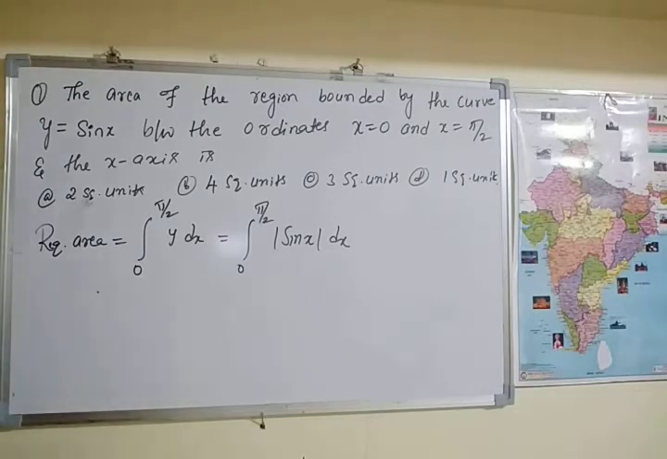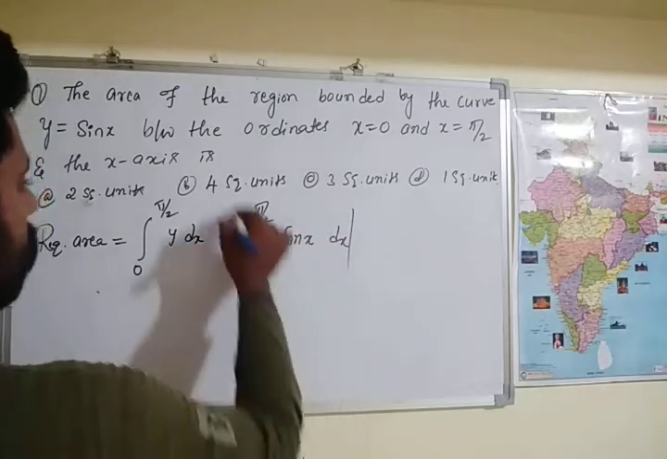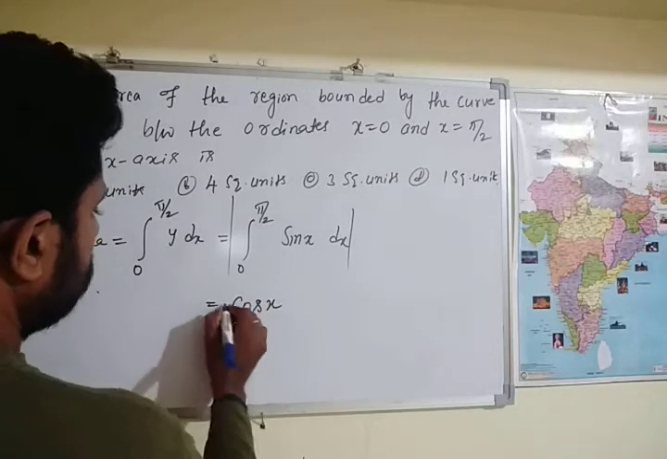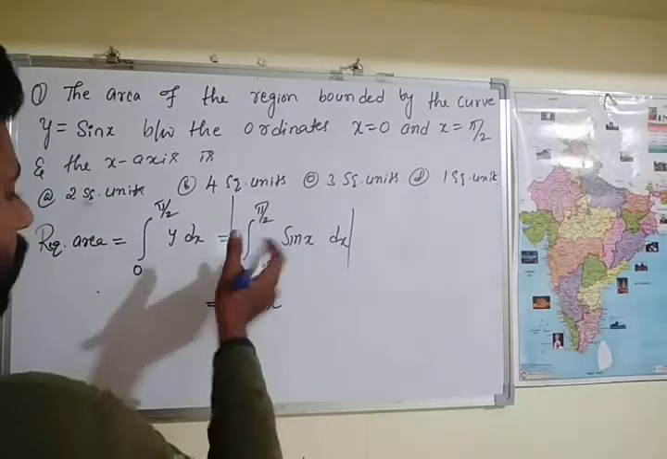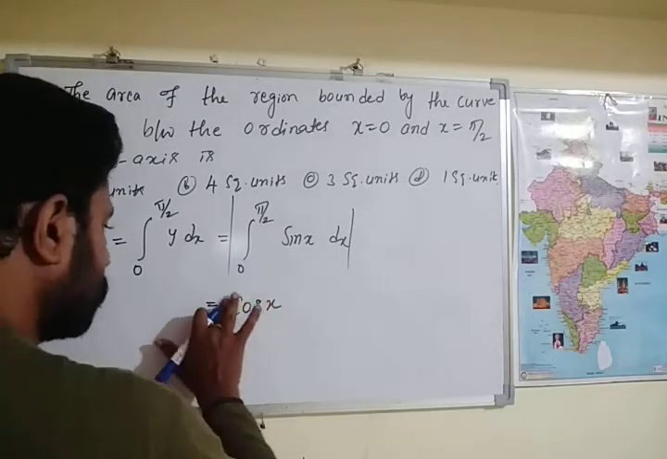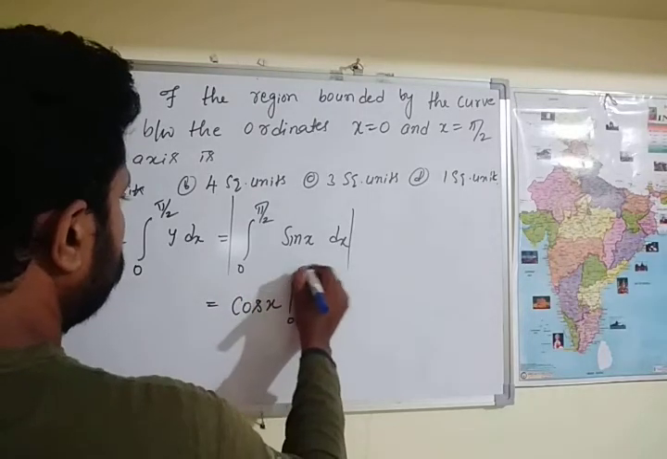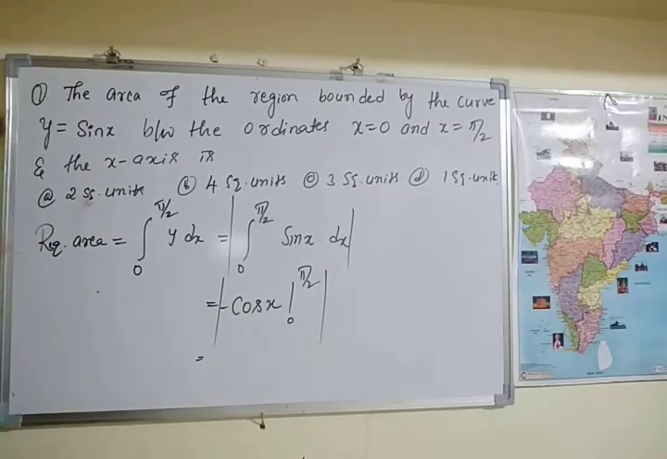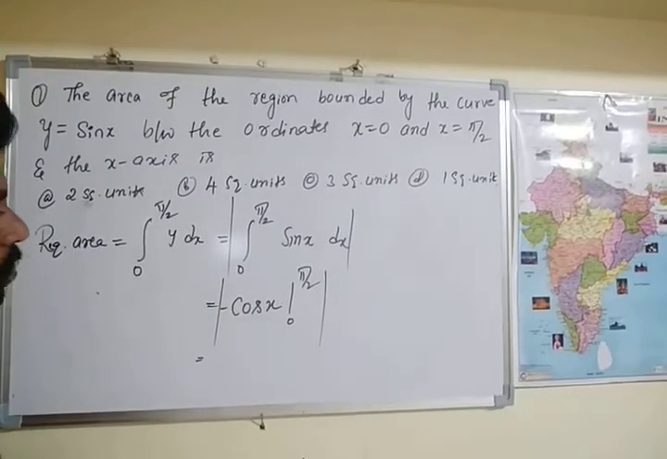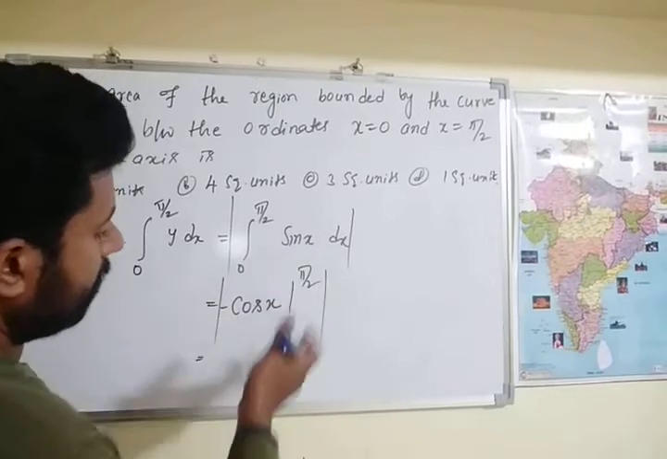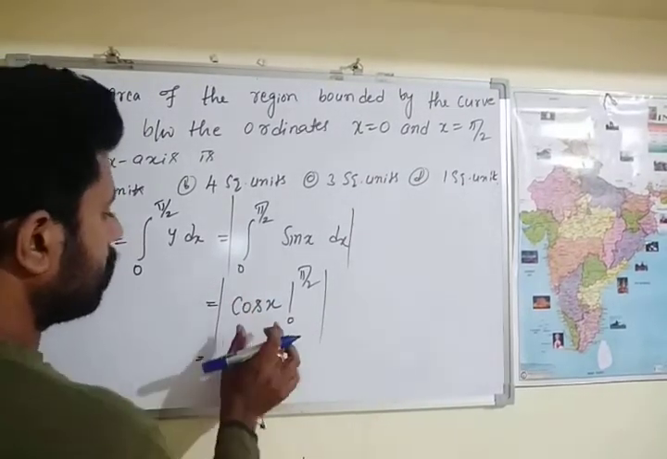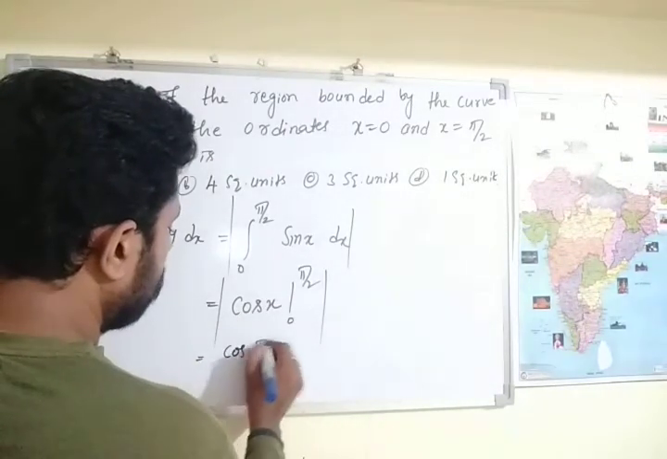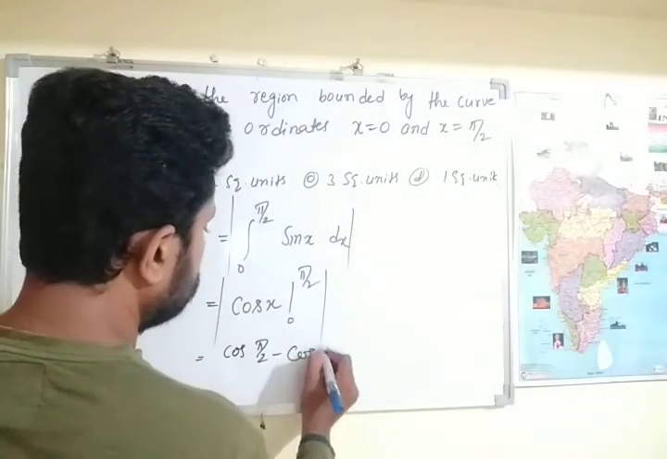Here we consider the whole modulus of this result. The integral of sin x is minus cos x. Here we have a modulus, so we eliminate the negative and consider it positive, from 0 to pi by 2. Considering the whole term, we get cos of 90 minus cos of 0. Here we get cos of pi by 2 minus cos of 0.